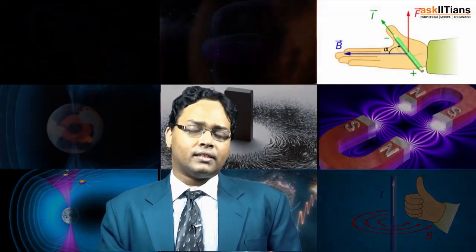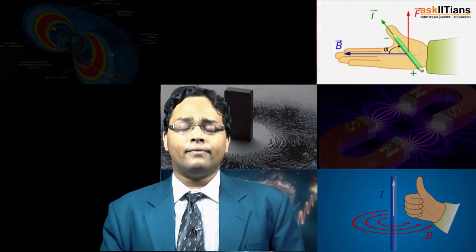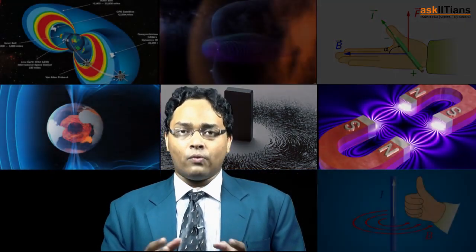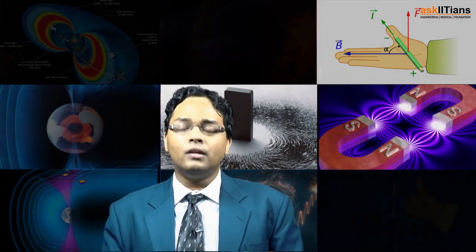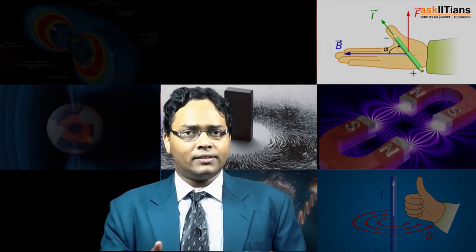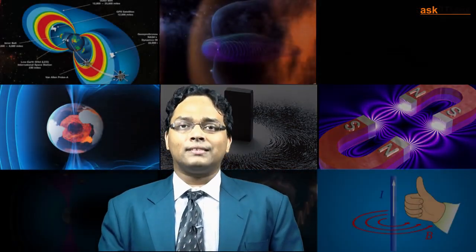Now, we'll try to generalize this for the case when you have two current carrying conductors in which you have current flowing through them either in parallel or in anti-parallel directions. We'll try to understand how much force acts on them.